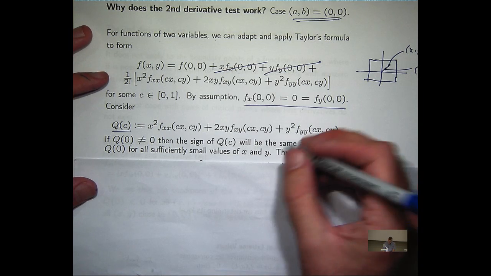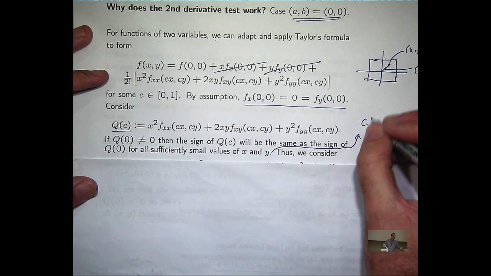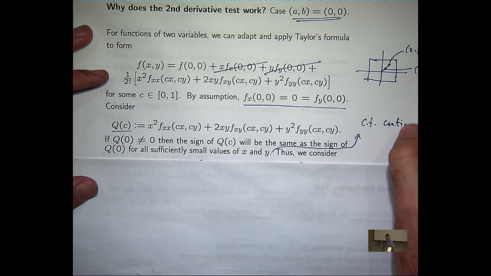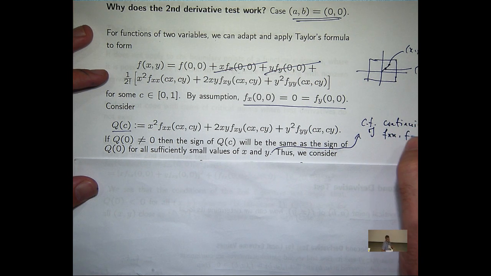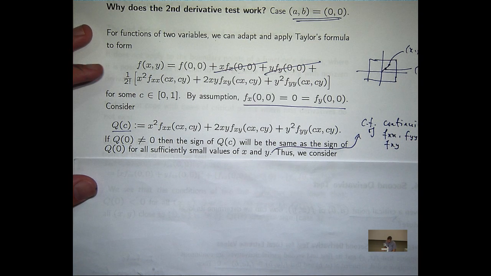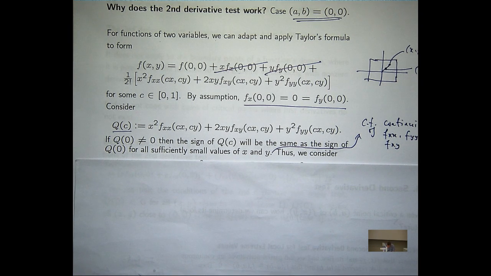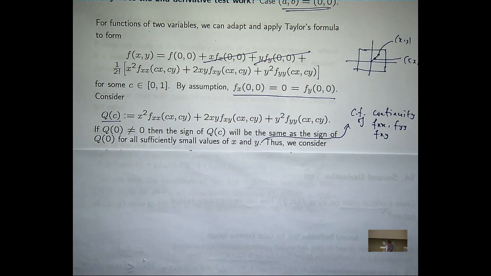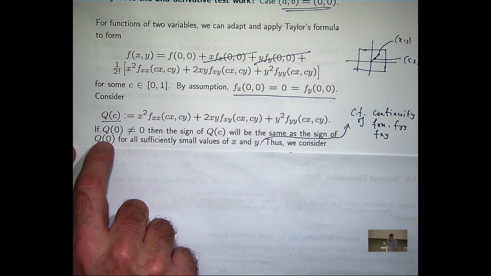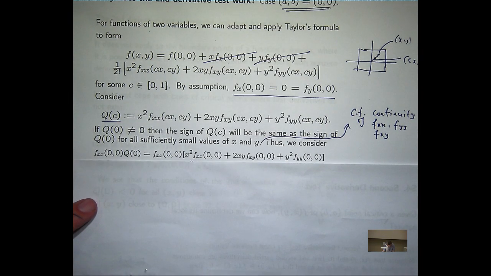Well, it comes down to assuming the continuity of the second order partials. Continuity of the second order partials. So instead of looking at this, all we're going to do is look at q of 0 and see if we can determine the sign. We can come up with some conditions where we can force some sign definiteness on q of 0.